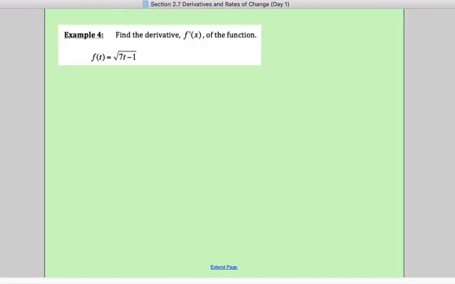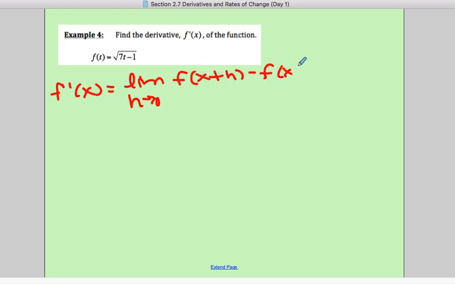All right, the last one, we have a square root. Finding the derivative of f prime of x. So definition of derivative will be f of x plus h. Oh, sorry. Got to start out the right way. f prime of x equals our limit as h approaches 0, f of x plus h minus f of x all over h. Okay.